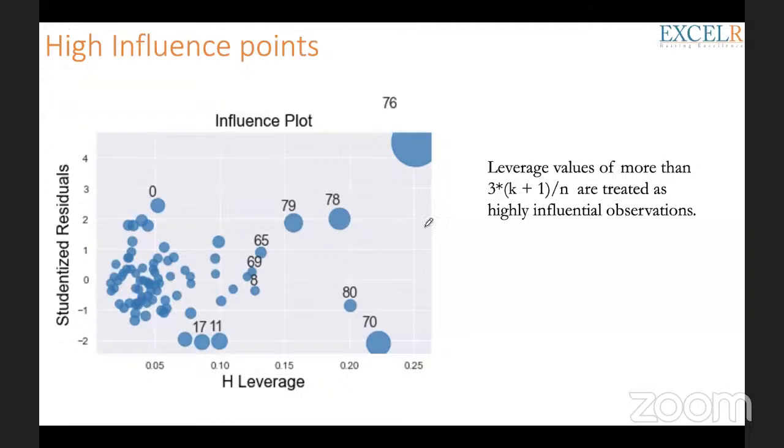Then leverage. Leverage gives us the idea of how far the data points are in comparison to the mainstream data points. So here the majority of data points are in this range. And if you see this data point is very far from the mainstream data points, then we can say this is an influential observation or outlier, and this one and this one.